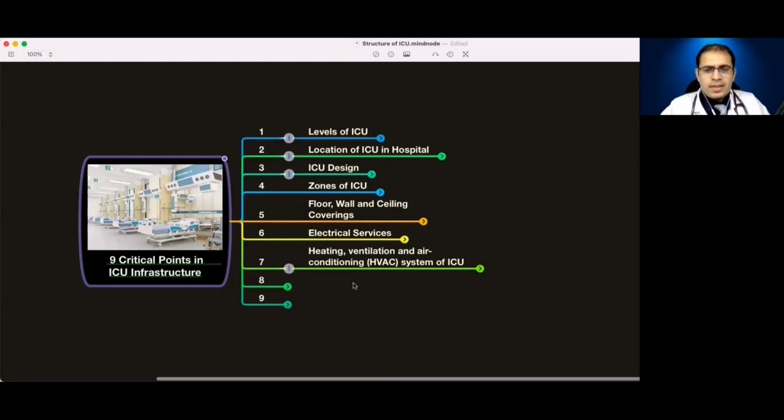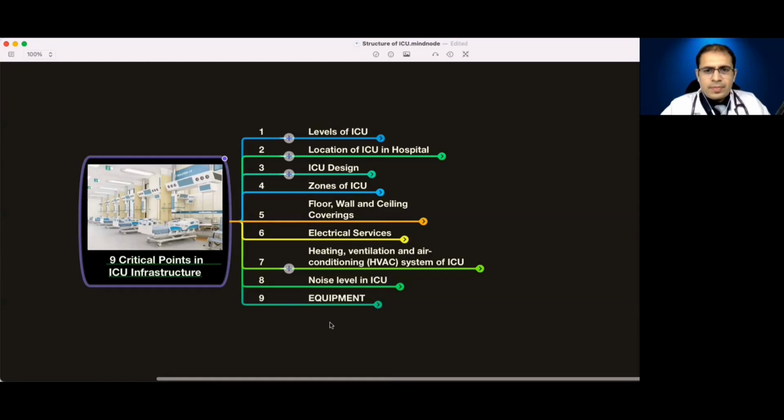Then HVAC, or heating, ventilation and air conditioning system, has specific guidelines and you have to follow them. And then you have to control the noise level in the ICU. There is a lot of critical work happening, so we should try to minimize noise so that the other patients can sleep silently and peacefully.